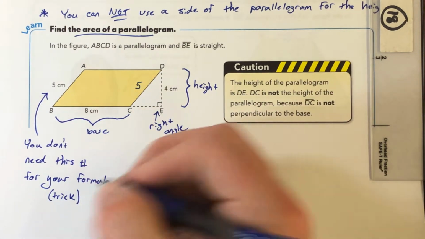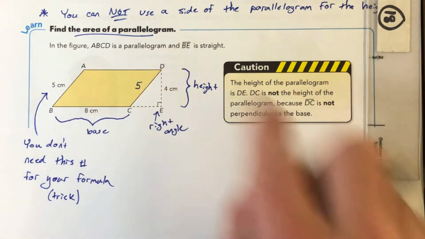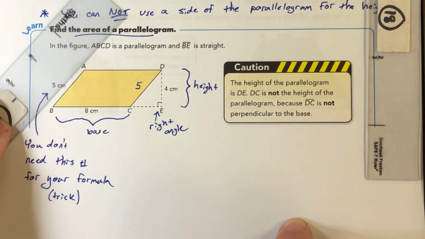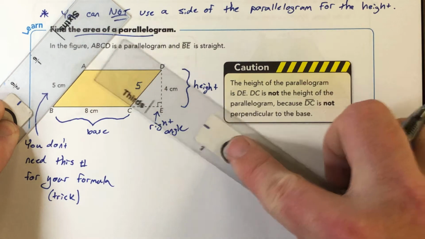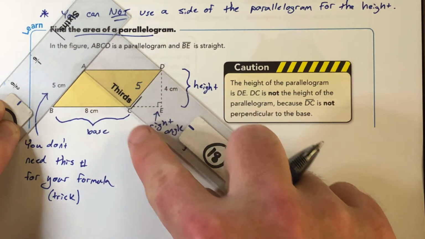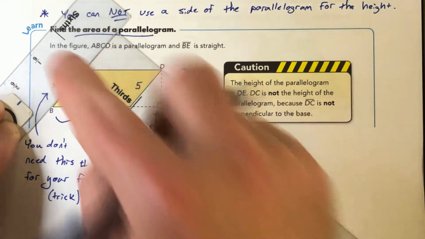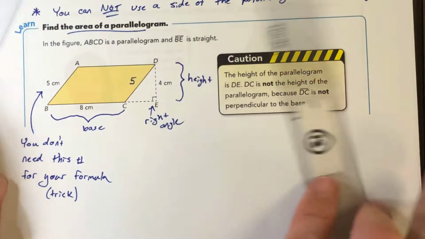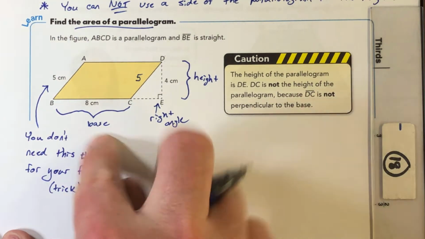Now, if you had the height to go with that, then it would be useful. So if I had this distance from here to here in this direction, I could use that 5. But I don't, so it's useless. All right, so I'm going to use this as my base, this is my height.